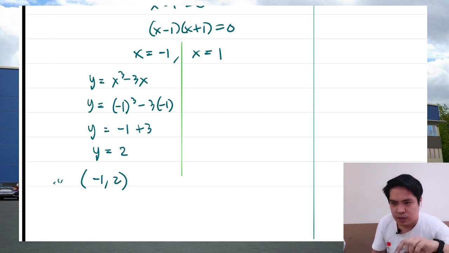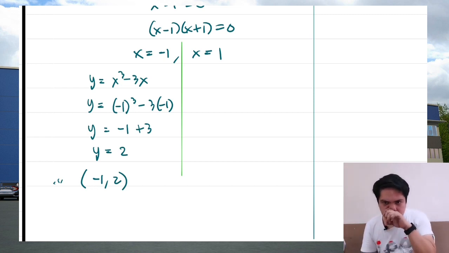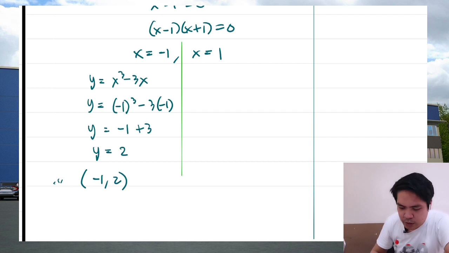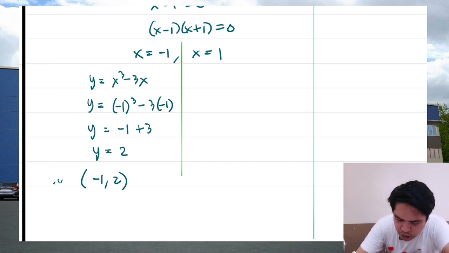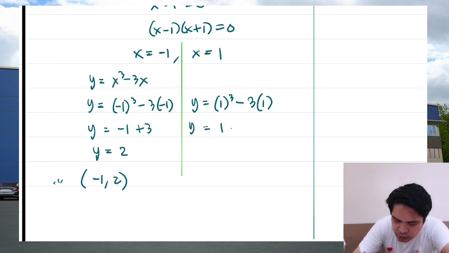That means the tangent line at this point is horizontal. Okay? Now, when x is equal to positive 1, of course, we have the same as this. So we'll have y is equal to positive 1 cubed minus 3 times positive 1. So y is equal to 1 minus 3.